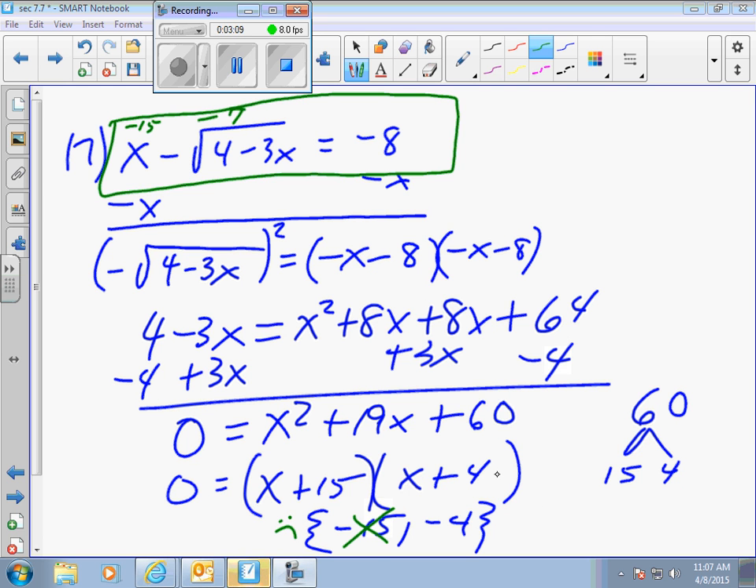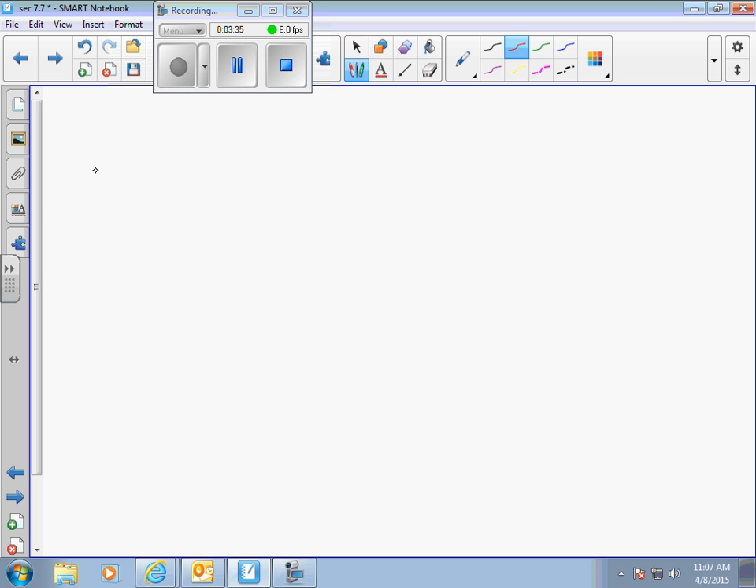Let's try negative 4 in there and see if that one works. If I put in a negative 4, negative 3 times negative 4 gives me positive 12, plus 4 is 16, square root of 16 is 4. I get negative 4 minus 4 is negative 8. That one works. That's why we have to check our answers every time we get done with one. Let's try the next one, number 18.